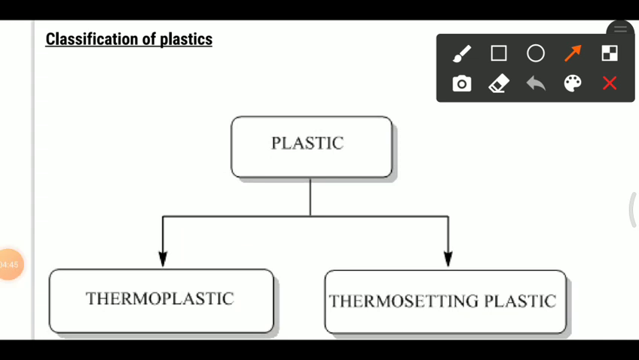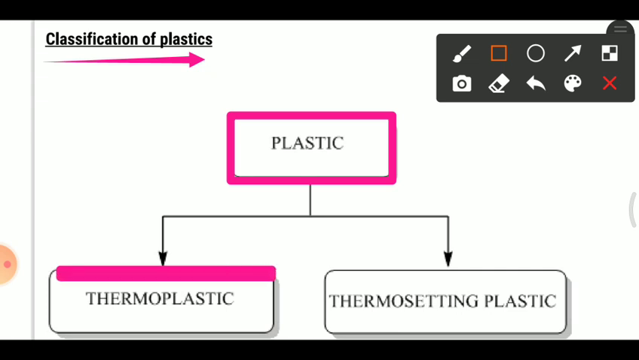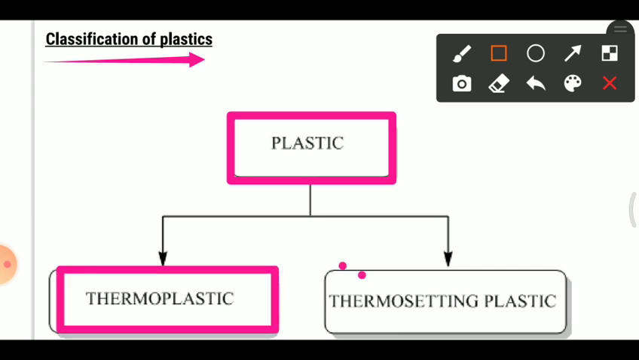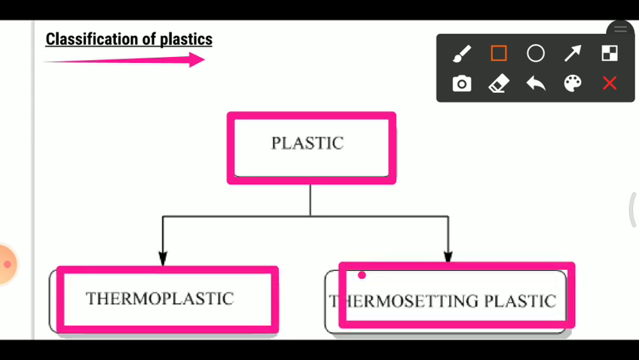If we try to bend some pieces of plastic, we will find that some plastic articles can bend easily while some break when forced to bend. On this criteria, plastics can be classified into two major categories. One is thermoplastic, another one is thermosetting plastic. Now we will study one by one about thermoplastic and thermosetting plastic.